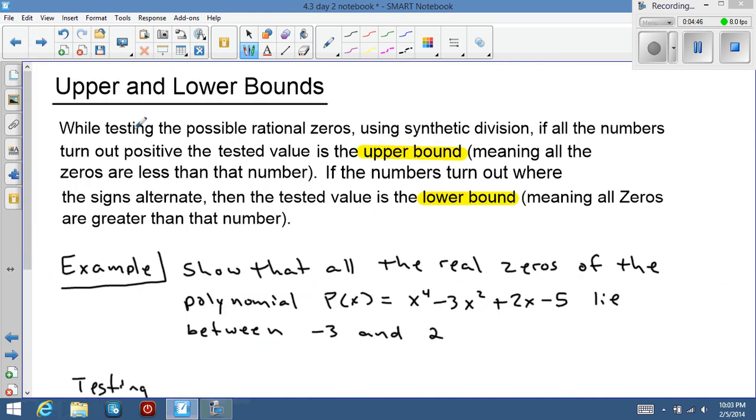Okay, now let's talk about upper and lower bounds. While testing the positive rational zeros, use synthetic division. If all the numbers that turn out at the bottom of the synthetic division problem turn out to be positive, then the tested value is an upper bound, which means all the zeros are less than that number. If the numbers turn out where the signs alternate, then the tested value is a lower bound, meaning all zeros are greater than that number.